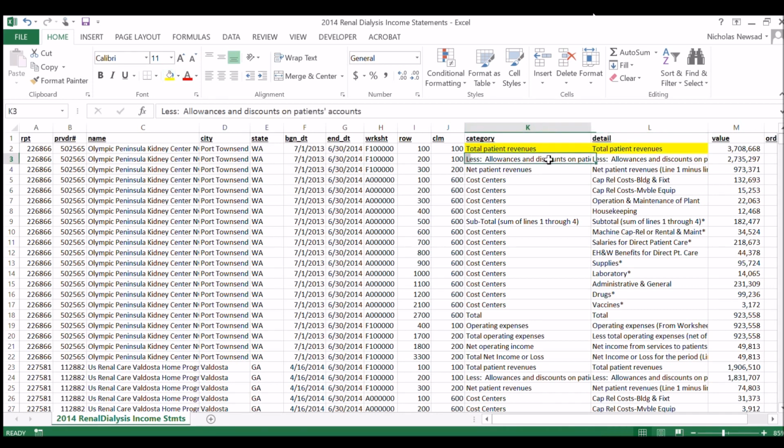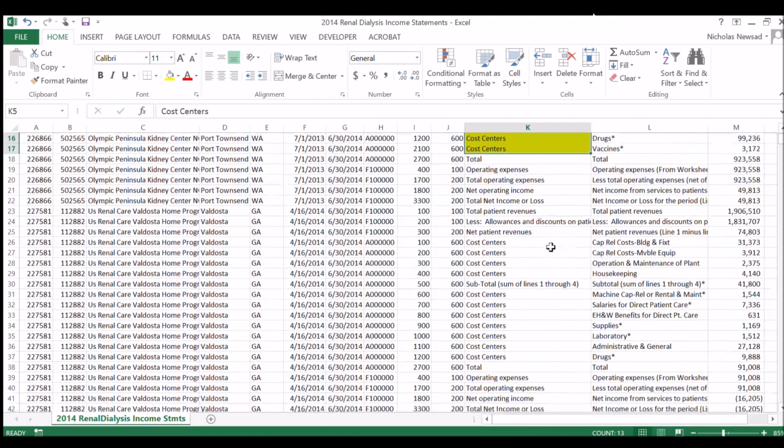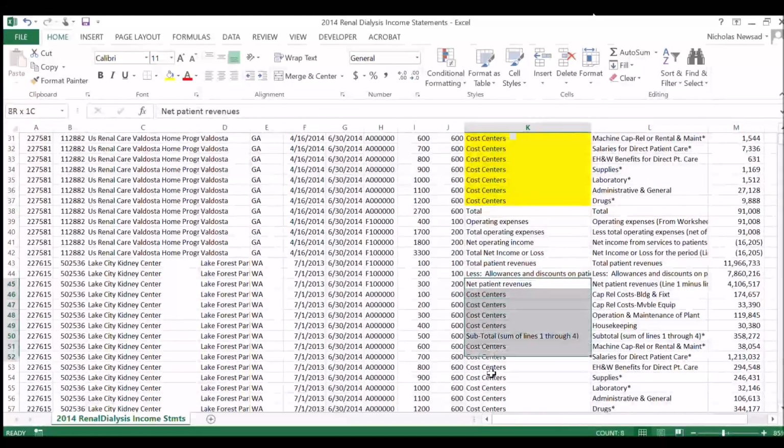You have revenues, contractual allowances, net revenues. It looks like we have about 13 cost centers for that particular one, about 12 cost centers for this one, about 13 for that one.